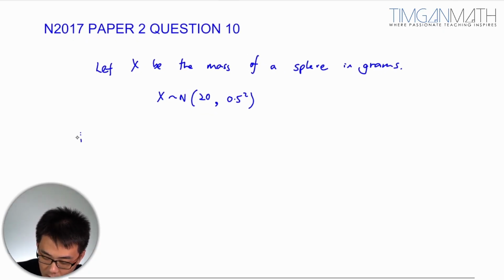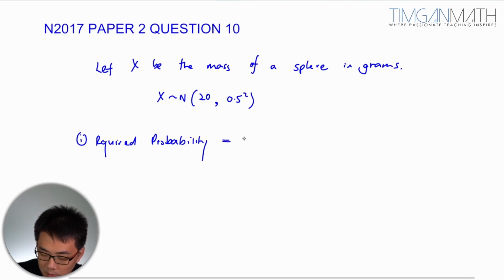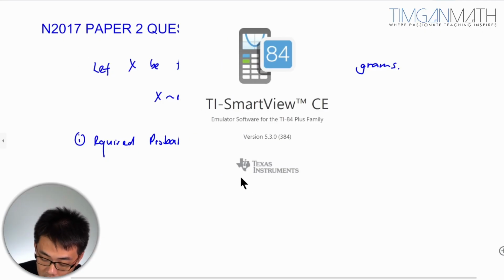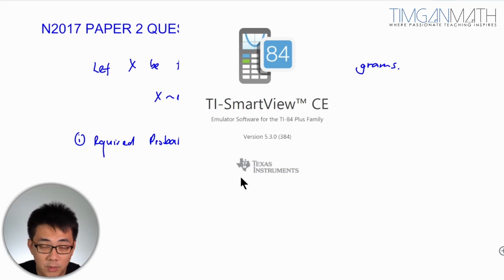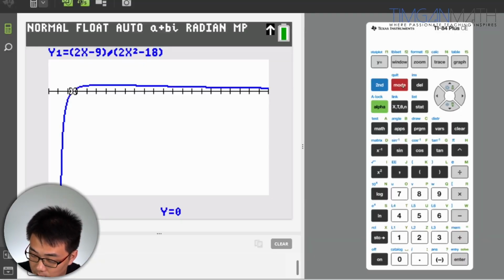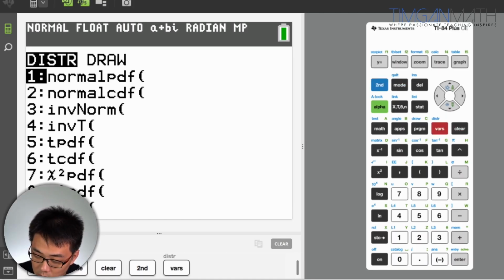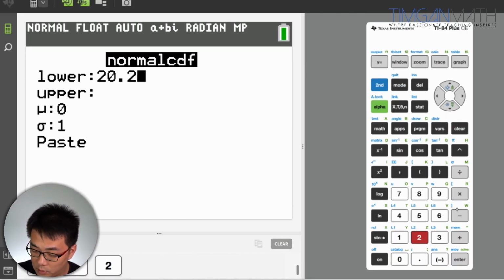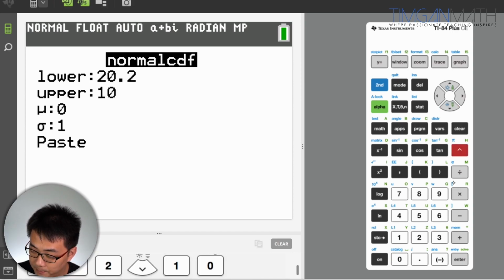So the required probability will just be P(X > 20.2). I think this shouldn't be a problem. What we do is key into the calculator. We put 20.2 as the lower bound and for the upper bound we just put 10 to the power of 99. So I'm going to go to distribution and then normal CDF. The lower boundary is 20.2 and the upper bound is 10 to the power of 99.